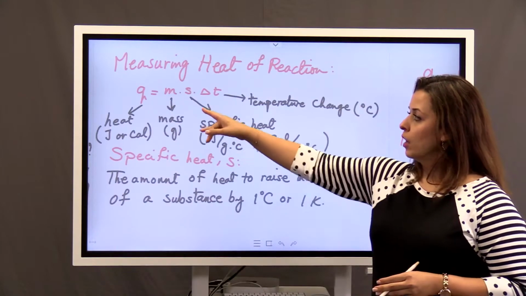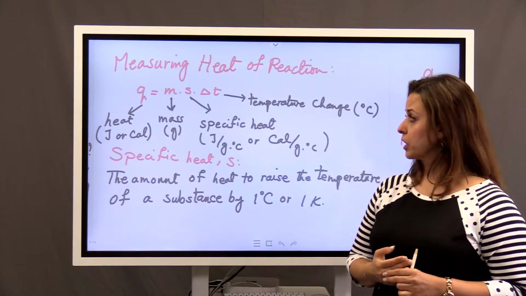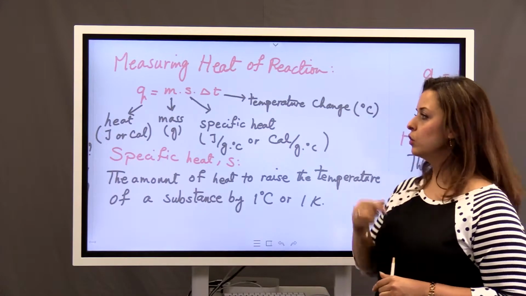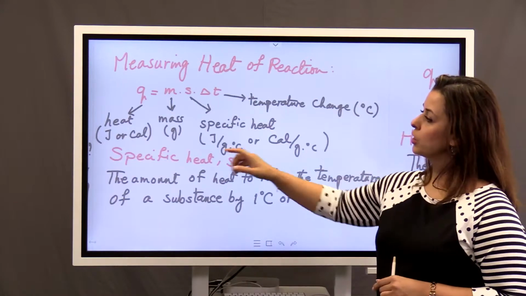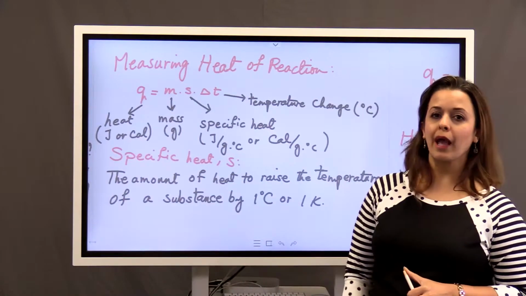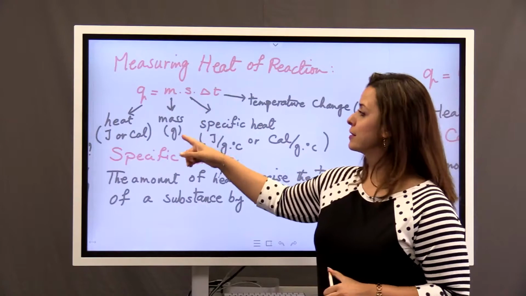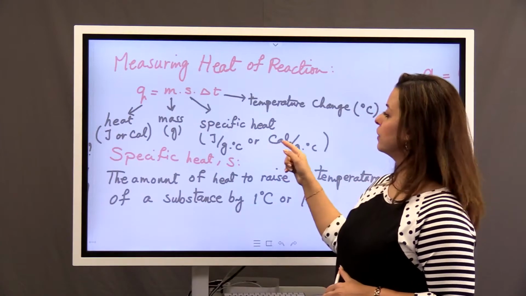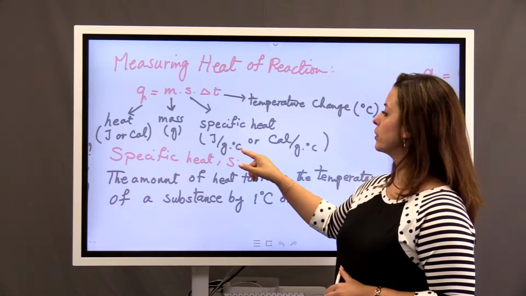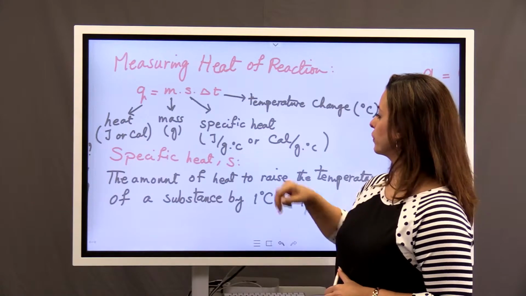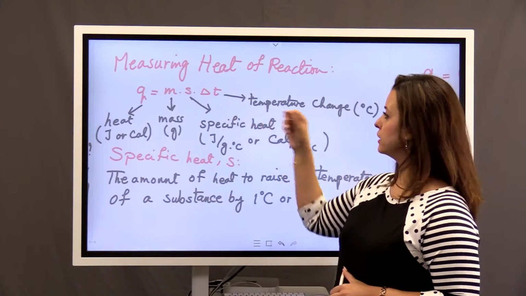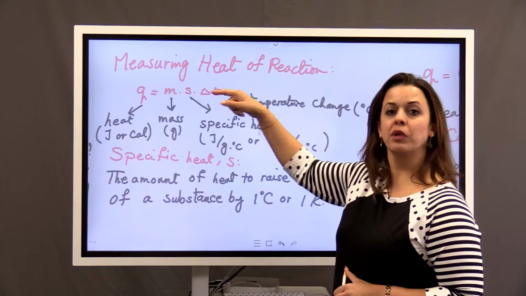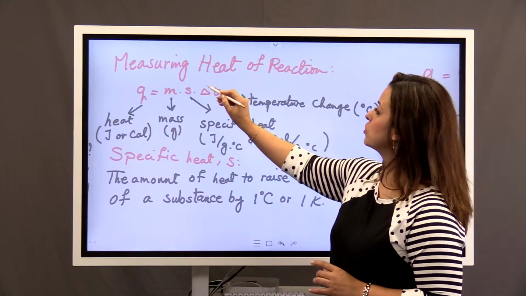So let's work on the formula. Q, which is heat, is ms delta T. So Q is heat, and its unit is in joules or calorie. M is the mass of substance in grams. S is the specific heat in joules per gram degree Celsius or calorie per gram degree Celsius. And delta T is temperature change in degrees Celsius. The delta sign means change. It shows change, right?